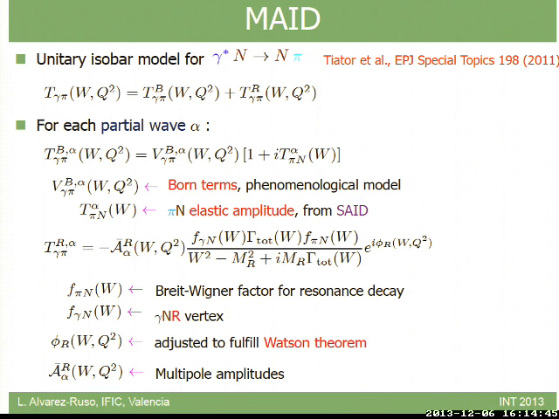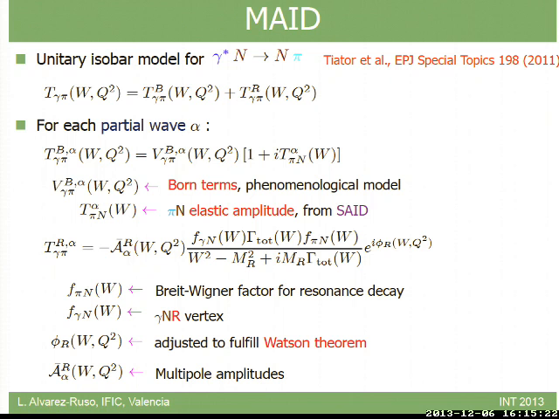Here you can identify the standard Breit-Wigner structure. This is the production vertex. This is the decay vertex. And then here there is a phase. This phase in the MAID model is adjusted to basically recover the right phase, the phase that the full process should have according to the Watson theorem. Watson theorem tells us that in this case, the phase of the amplitude is dictated by the strong part, which is the pion nucleon amplitude.